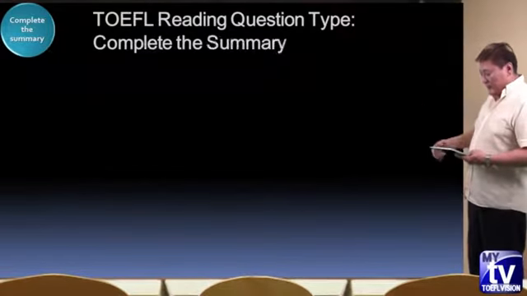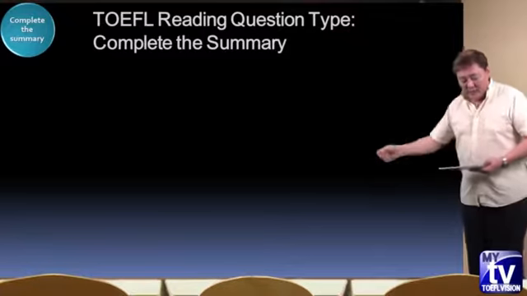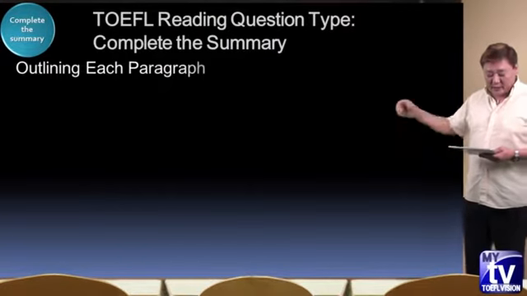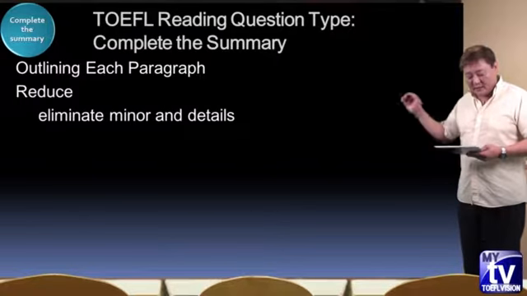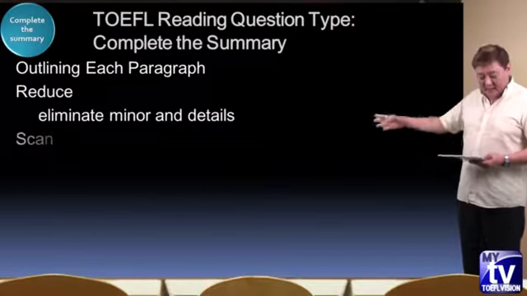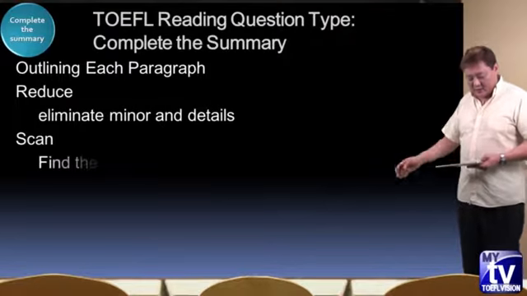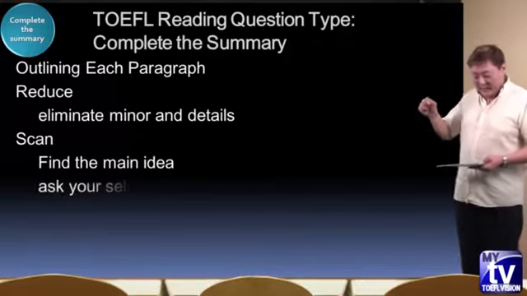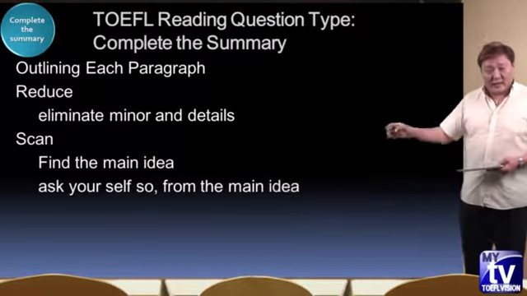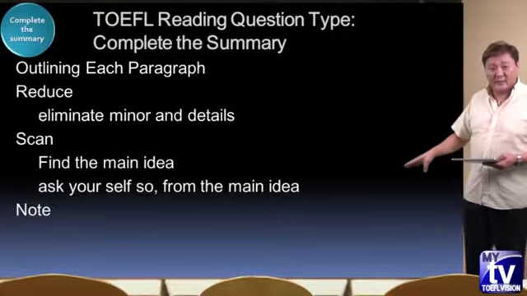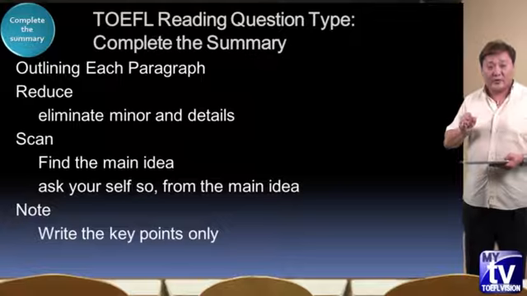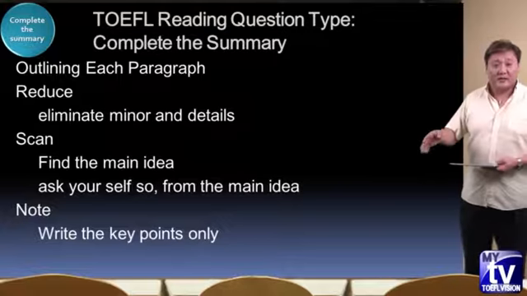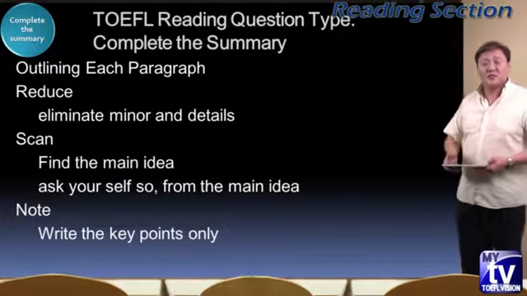So let's summarize. Okay, here you go. You're going to outline each paragraph, okay? You're going to reduce, eliminate minor details, okay? Or minor details and details. You're going to scan, find the main idea, ask yourself so, why, and how, and from that get the main idea. Write notes for key points, okay? Remember, do this while you're doing the other questions, okay? Don't try to do this and leave this until the end. If it's a 20-minute test, you do not have time.